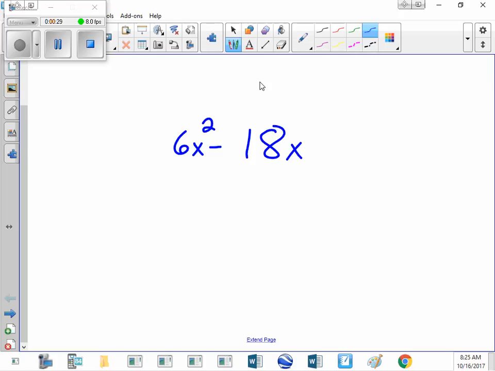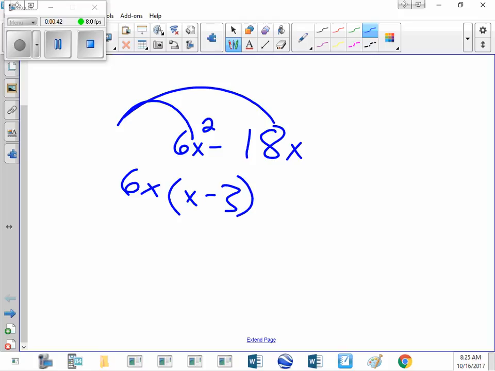I can pull out a 6x. So I take out a 6x. If 6x comes out of there, what's left? X. And if 6x comes out of there, minus 3. Those are the factors. If I set this equal to 0, what are the roots? Well, if 6x equals 0, the only thing x could be is 0. So x equals 0 is one of them. And then we add the 3 over, and we get 3. So that graph hits the x-axis at 0 and 3.